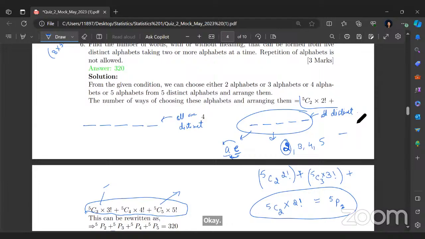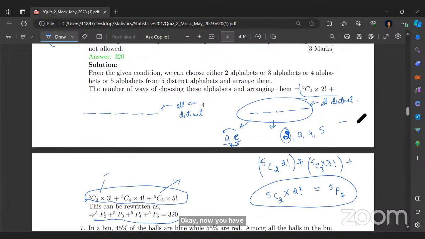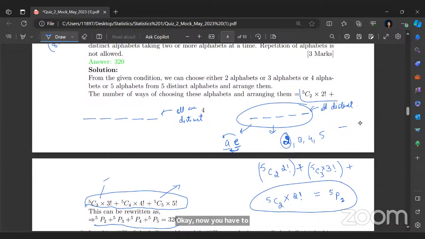Now you have to make words that have meaning or no meaning. It's not an issue. So you have to make words of 2 alphabets, 3 alphabets, 4 alphabets and 5 alphabets. So either you can use 2 alphabets, 3 alphabets, 4 alphabets, or you can use all the 5 alphabets. Okay, this is the question.